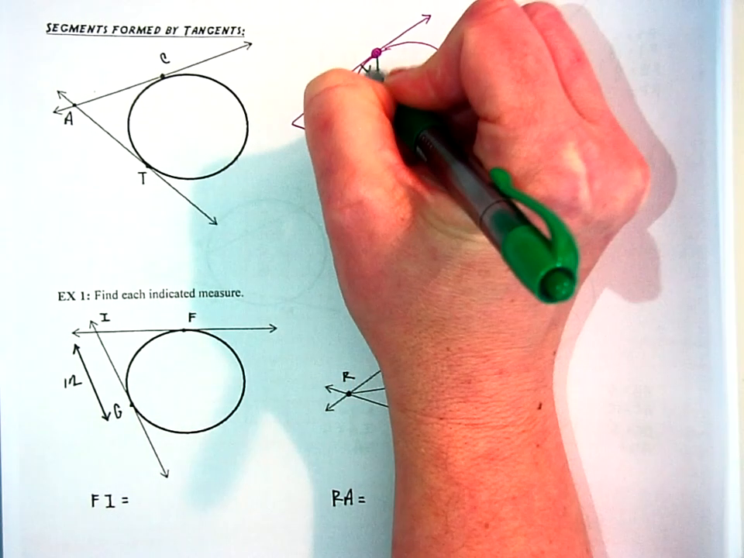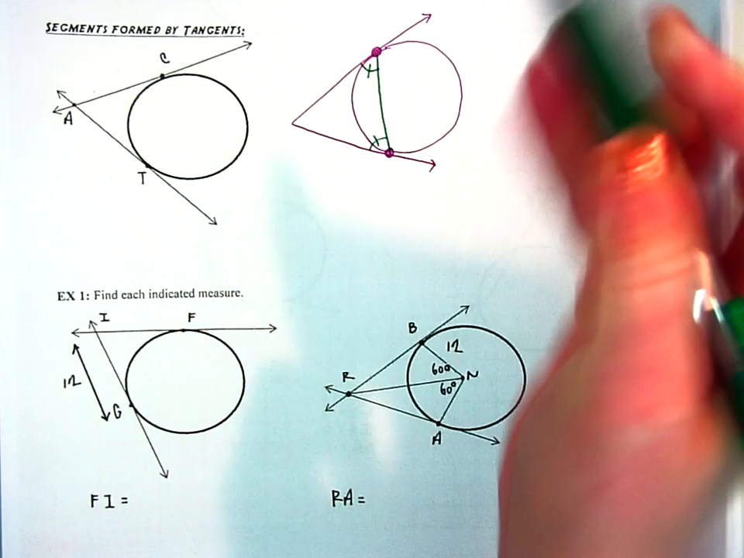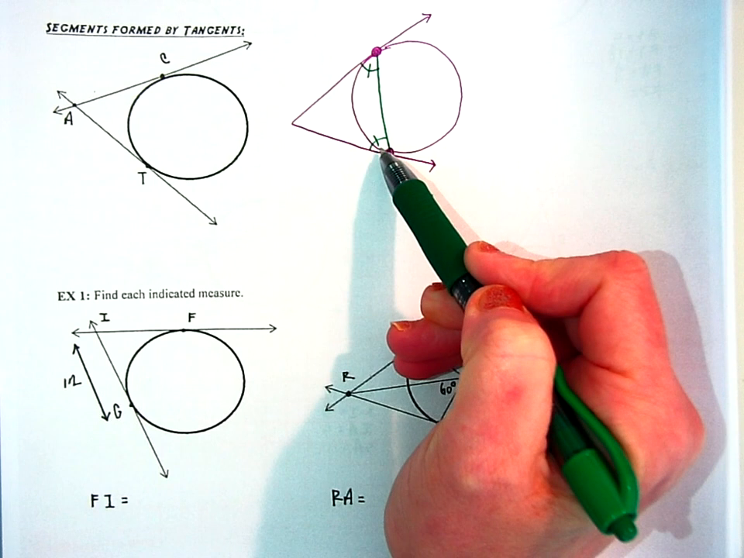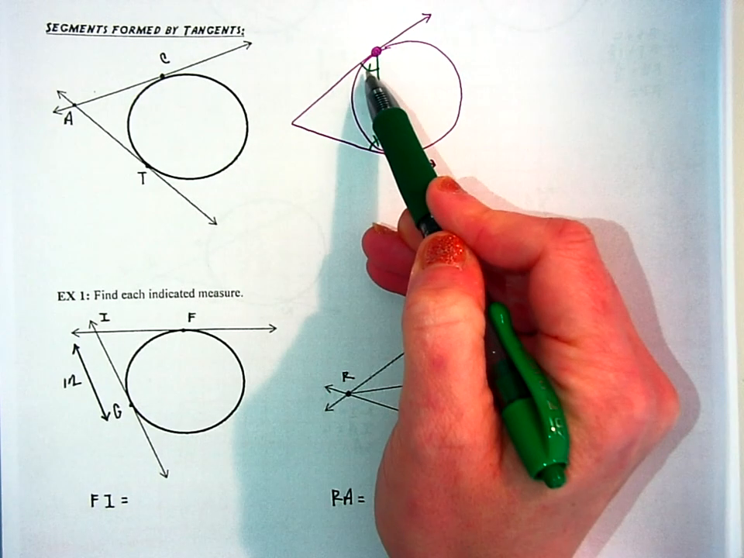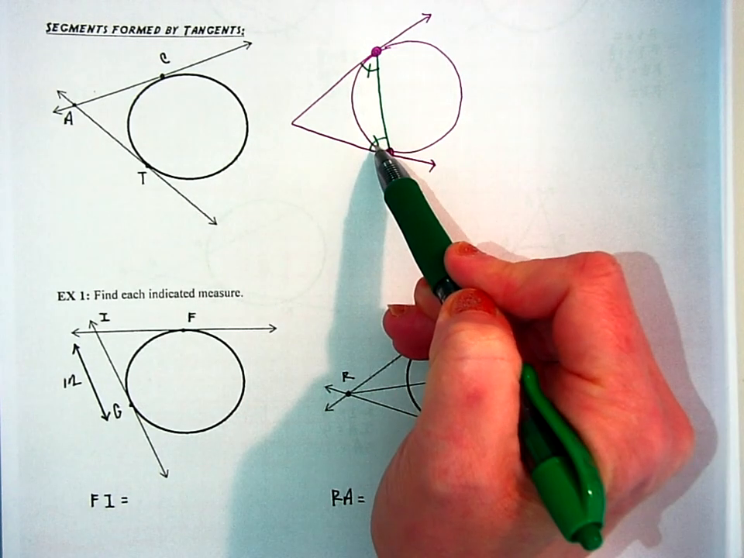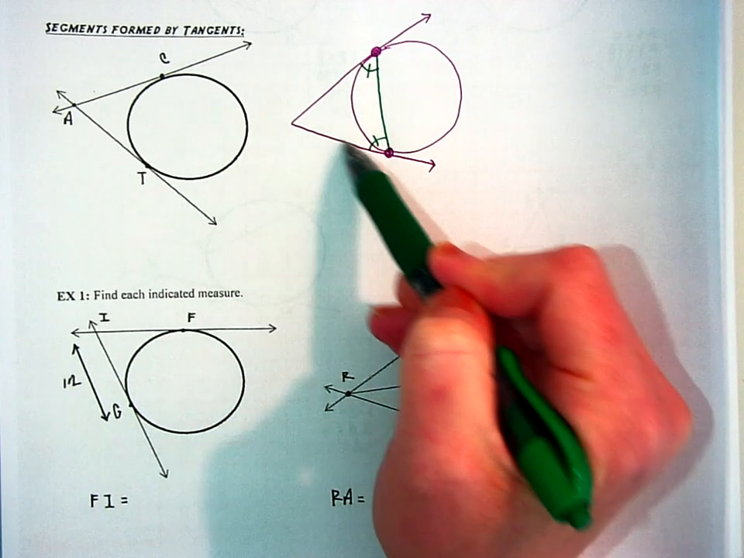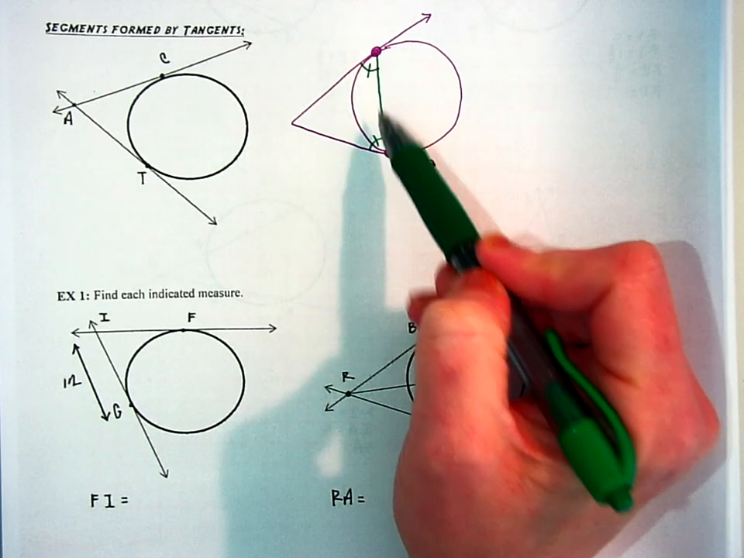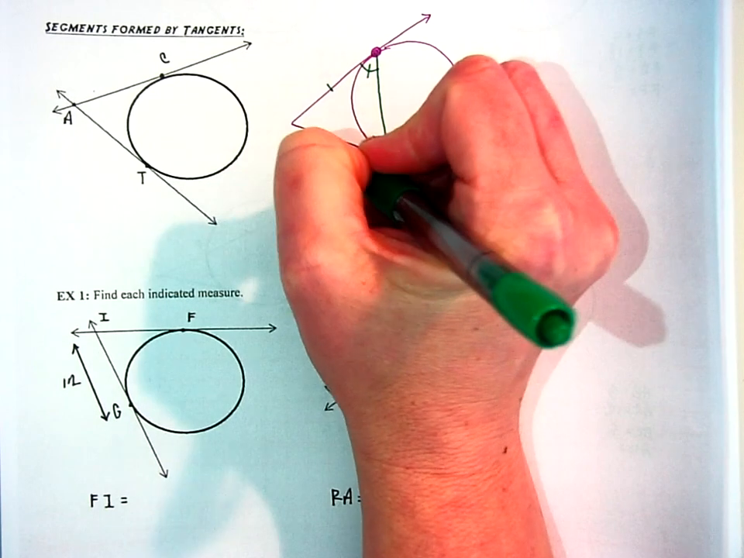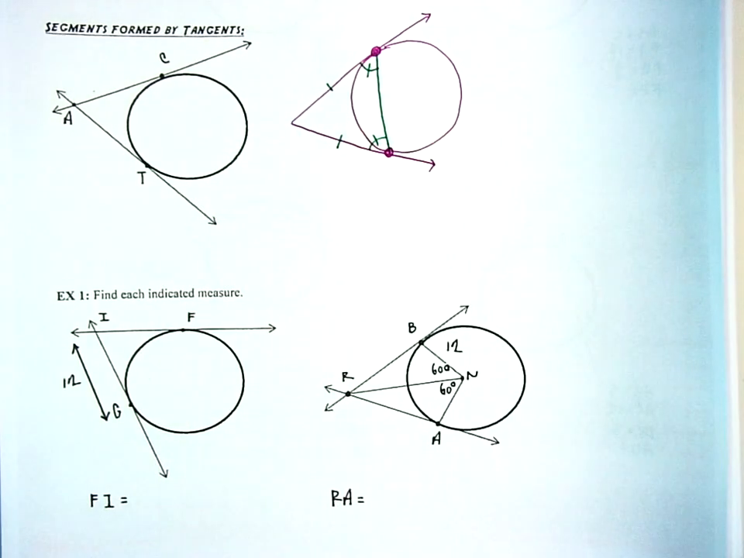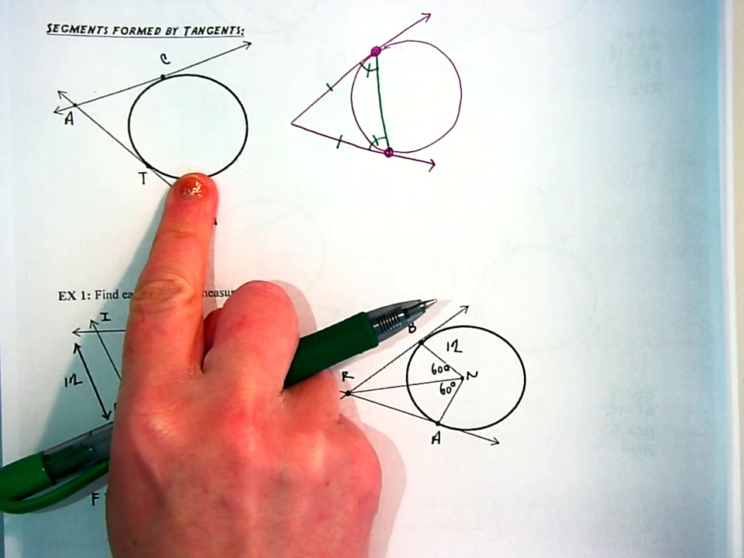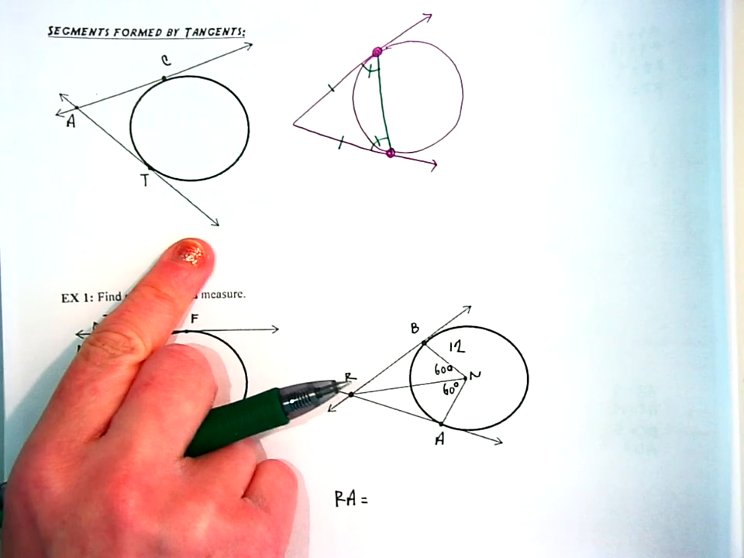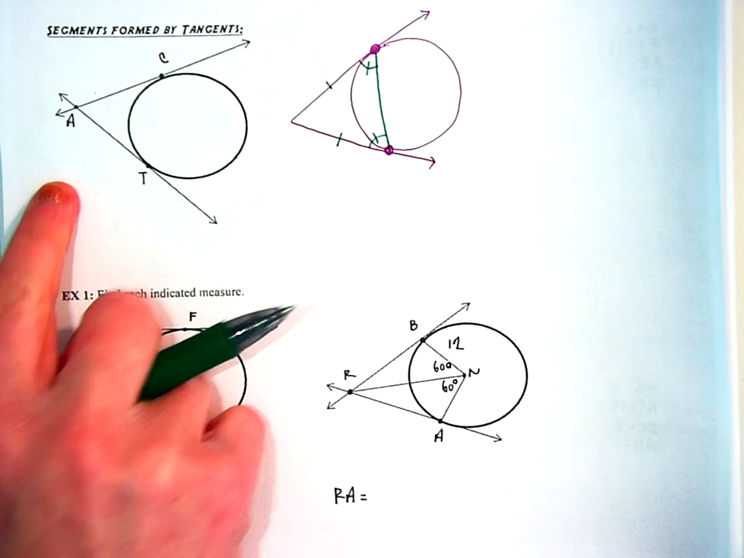I know that they're going to be exactly the same. So if this one was 40 degrees, this would be 40 degrees as well. If this was 60 degrees, this would be 60 degrees as well. So what I essentially have here is an isosceles triangle. And if my two base angles are congruent, I know that these two legs have to be congruent as well.